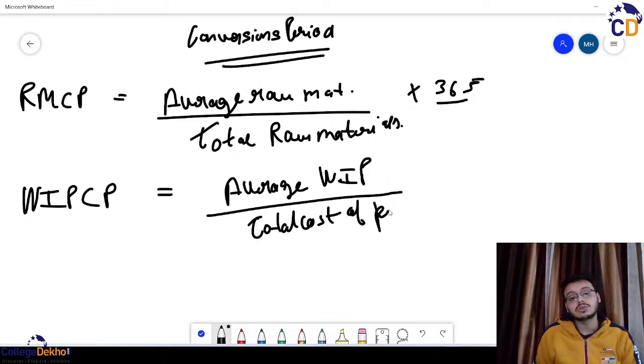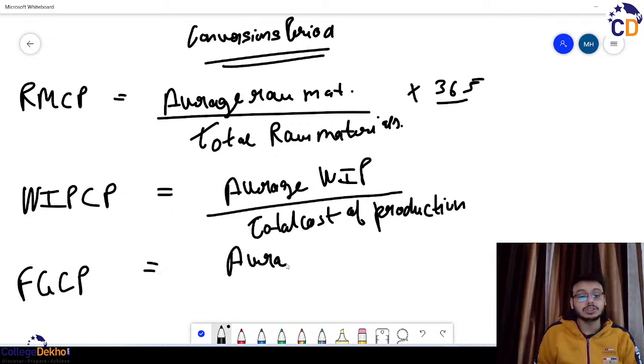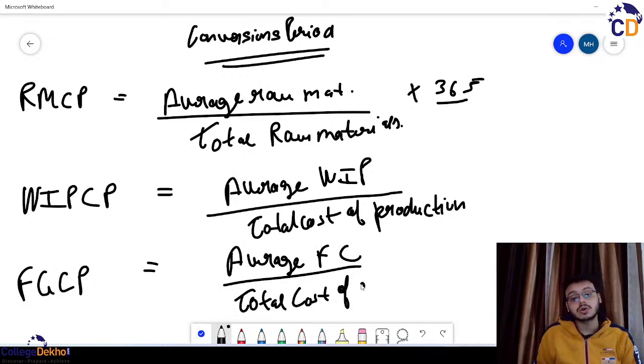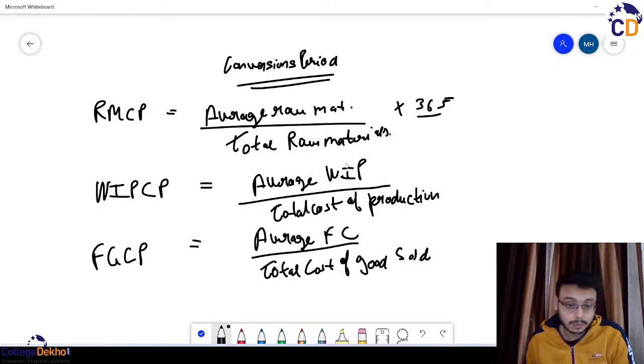Total cost of production. The third thing is the finished goods conversion period, FGCP. Again, it is your average finished goods divided by the total cost of goods sold, COGS. So that is one, like the three aspects of it.